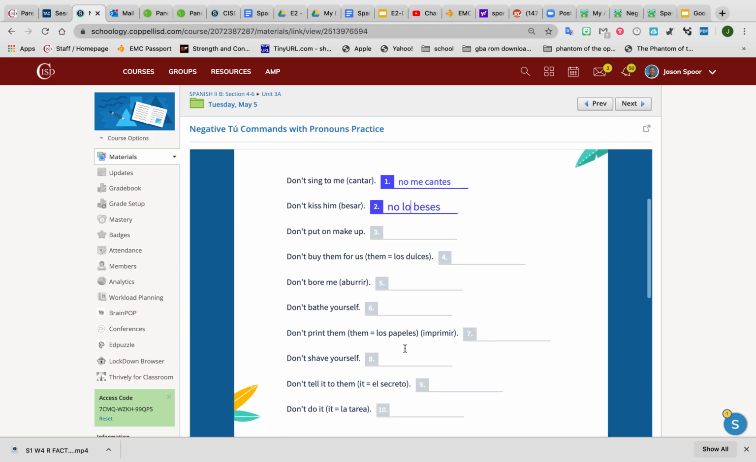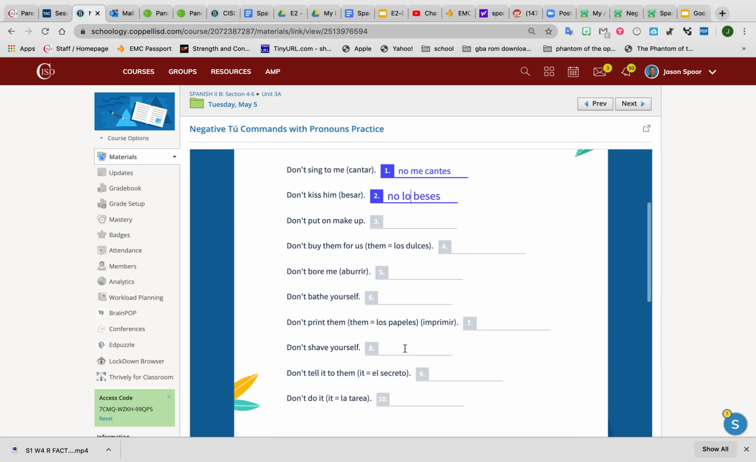Let me see if there's any more. Okay. No, there's going to be right here. Don't bathe yourself. Bañarse. This is a reflexive pronoun, and they didn't put bañarse. So some of these you have to know, like acostarse here. Decir. So you're not given the verbs on all of these, just the first couple of them. And maybe some you don't know, like aburrir. Okay, so you got to look up the verb. Okay, so don't bathe yourself, bañarse.